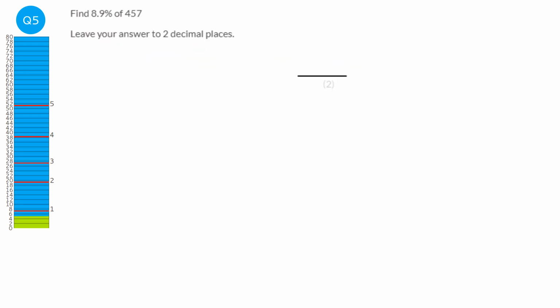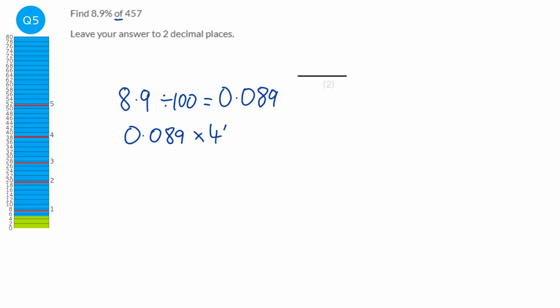For this question we need to convert the percentage to a decimal. To do that we get that 8.9% and we just divide by 100. And so that will give us 0.089. And so we get that 0.089 of normally means times in maths, so we're just going to times that by 457, and that will give us 40.67.